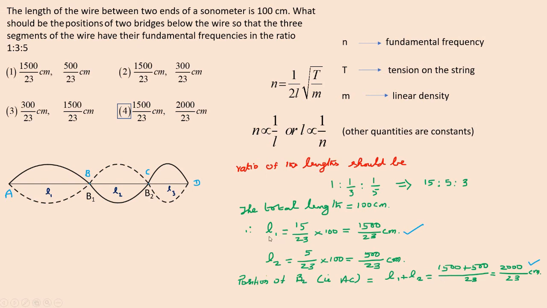Of course, the position of B1 will be L1, that is from the end A. So that is 1500 by 23 centimeter. So the answers are 1500 by 23 centimeter and 2000 by 23 centimeter. So the correct option is option 4. Have you understood this? Thank you.